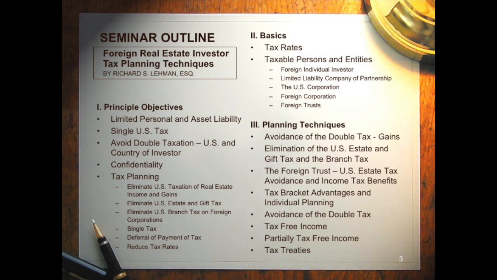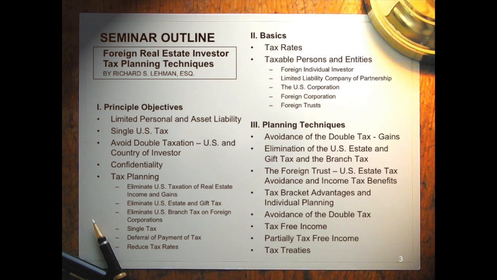There's a tax planning where we can eliminate a lot of U.S. taxation of real estate here, income and gains. We can eliminate the U.S. estate and gift tax on real estate. We can eliminate the U.S. branch tax on foreign corporations here. We can make sure that there's a single tax only on real estate. We can take advantage of the reduced tax rates that come from the real estate business and depreciation, and some of the tools that can be used in tax planning. And we want to reduce tax rates.